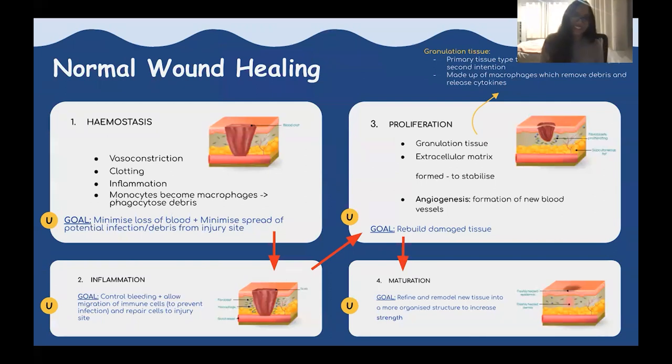Also in the stage of proliferation, you would get an ECM that starts to form, and that's just to stabilize the area. And then also angiogenesis, which is the formation of new blood vessels, and that makes sure the site of injury has a good supply of cells and nutrients to regenerate again. Then you've got the last stage, which is maturation. That step is just to refine everything that's been done and make all the structures a bit more organized to increase strength of the new wound.